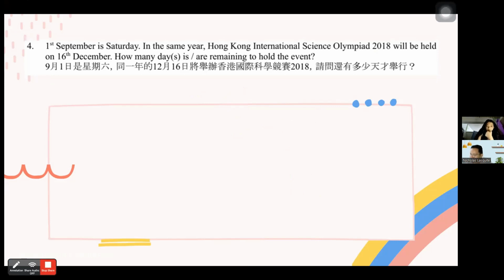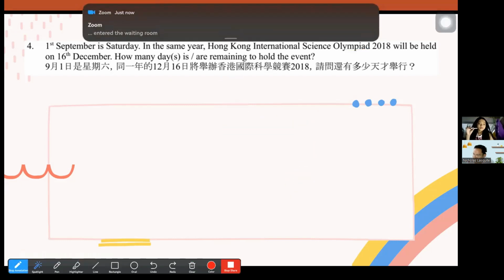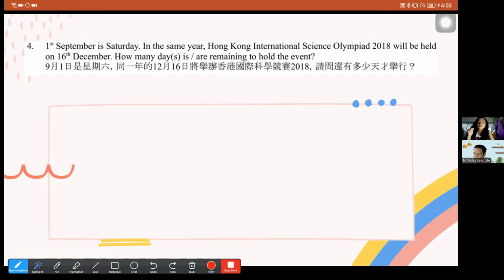First September is Saturday. In the same year, Hong Kong International Science Olympiad 2018 will be held on 16th of December. How many days are remaining to hold the event? This is just very easy. You just need to count the days between the 1st of September and the 16th of December, right? So how many days are there in September? We have 30, right? Since it starts with 1st of September, we only have 29.